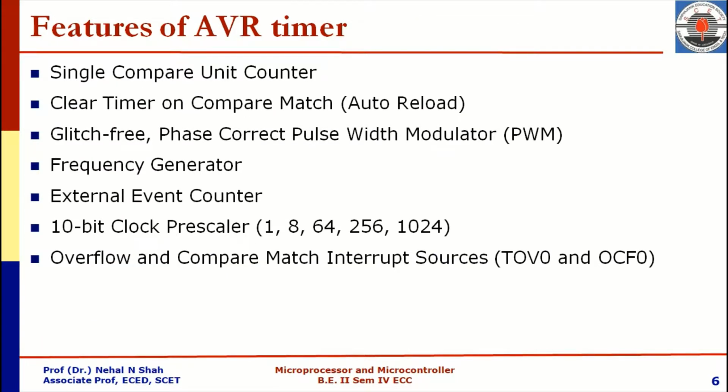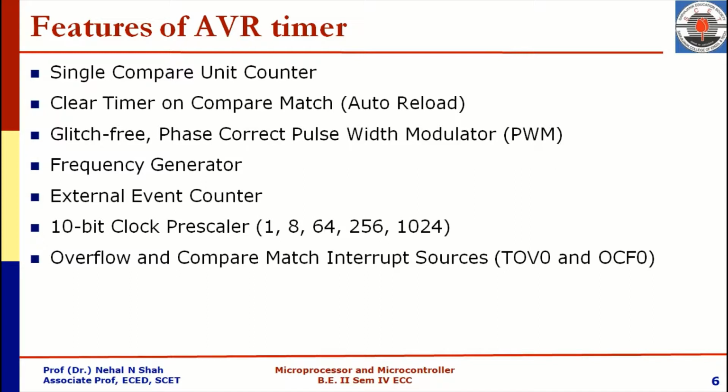In AVR ATmega32, a single compare unit counter is there. There is a feature of auto reload. That means the timer is cleared when a compare match happens. It also has a glitch-free phase correct pulse width modulator. The AVR timer can be used as a frequency generator and external event counter.